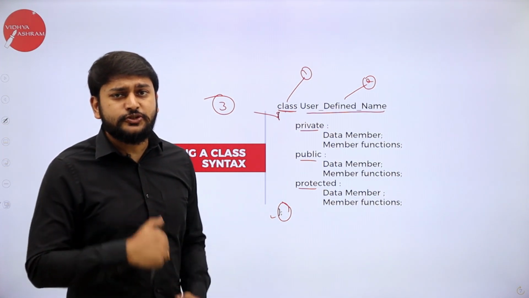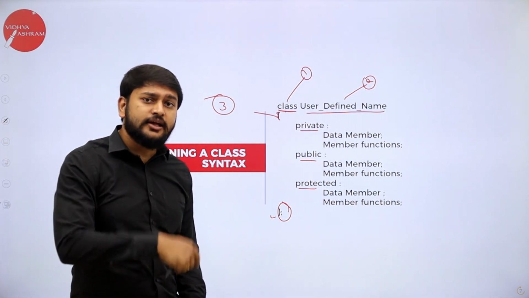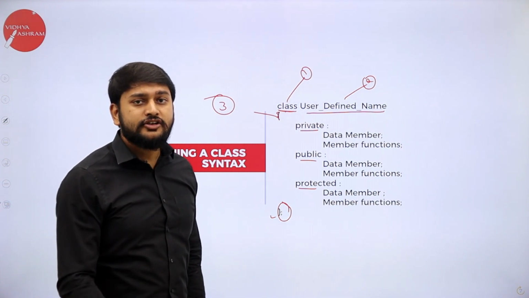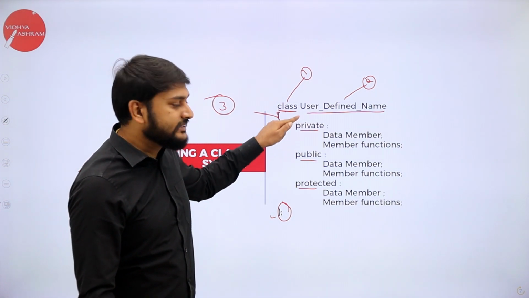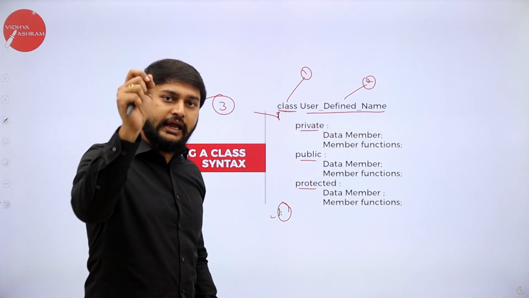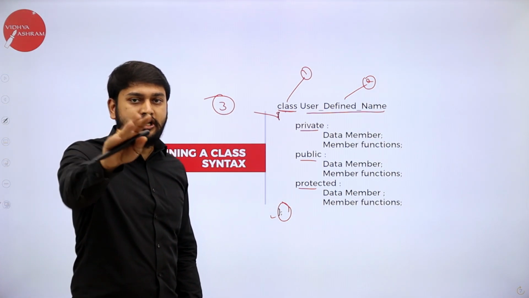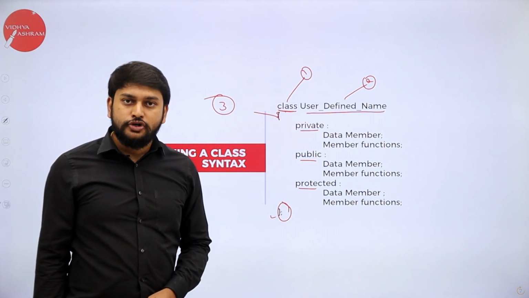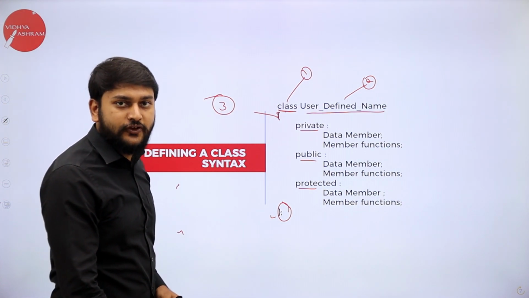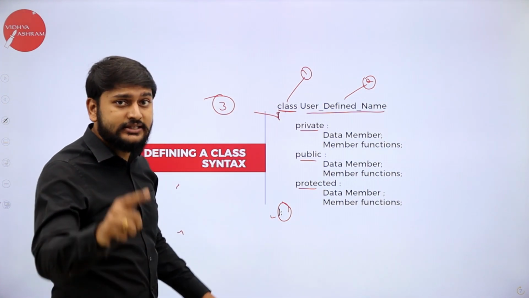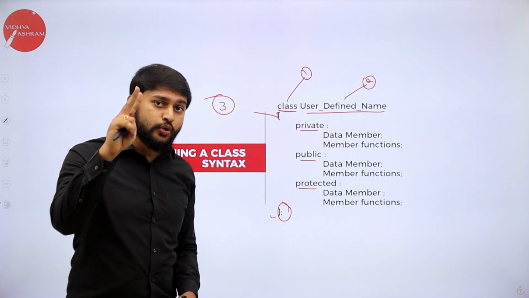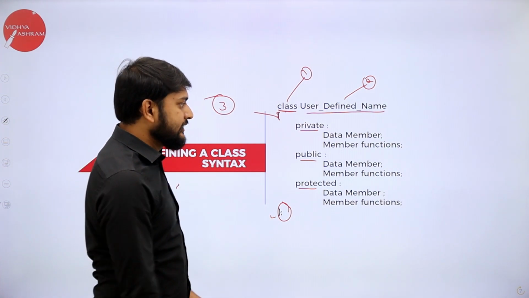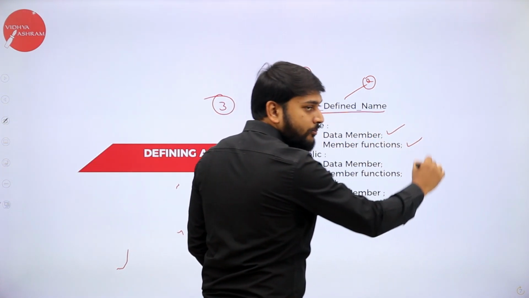Sir, what is this access specifier? You did not discuss anything about it. My dear student, I'll be discussing this access specifier in the coming topic in detail with an example. Just remember the syntax as of now. We have 3 different access specifiers. What do I have inside this class? In the first slide I discussed that you have 2 things: number 1 is data member, another one is member function.